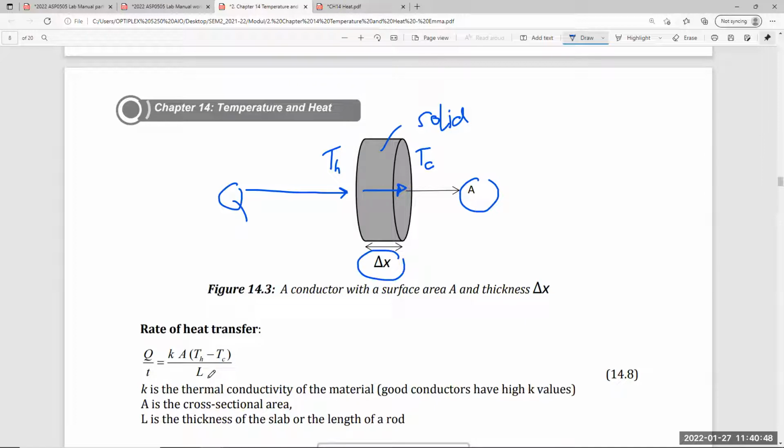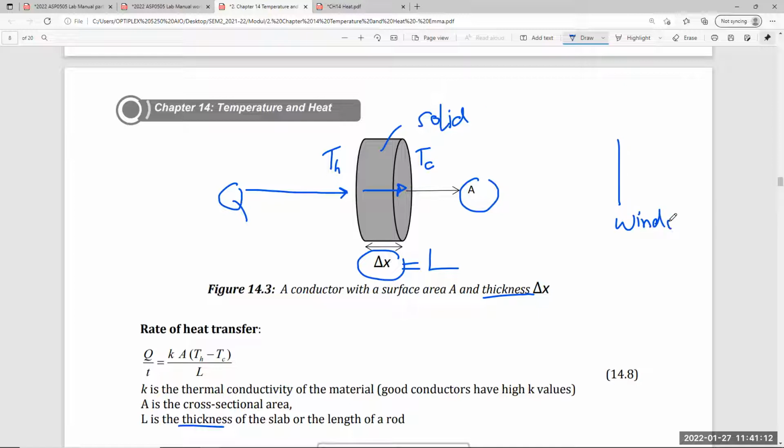Sometimes your text uses L for thickness, which is also equal to the thickness. But sometimes, to show that it's along X, we have delta X as the thickness. Especially when we say thickness, it comes to, let's say, a glass window, for example. After this, we will learn about that. Why? Let's say you have a window.